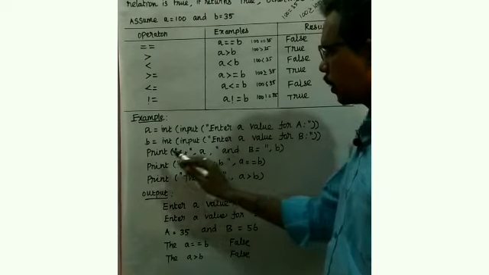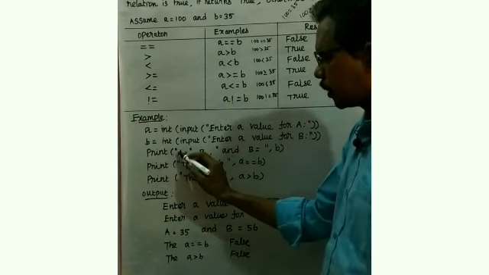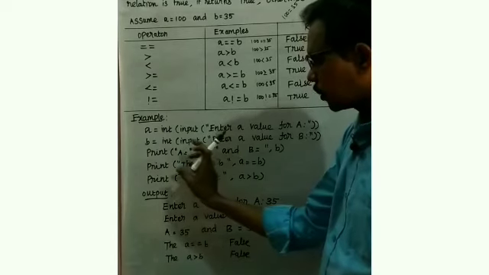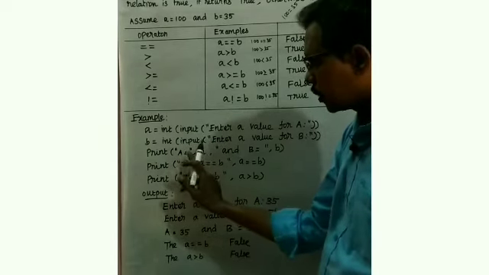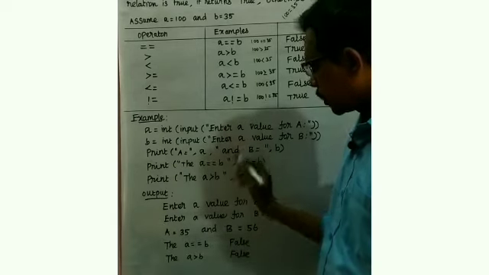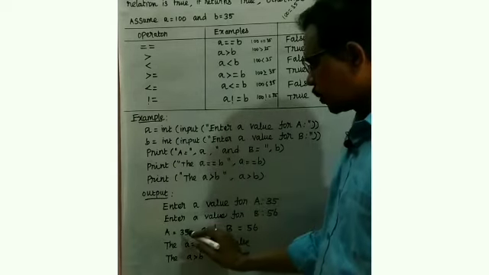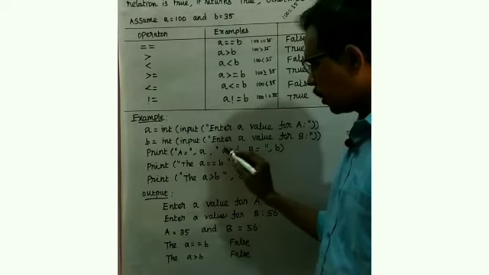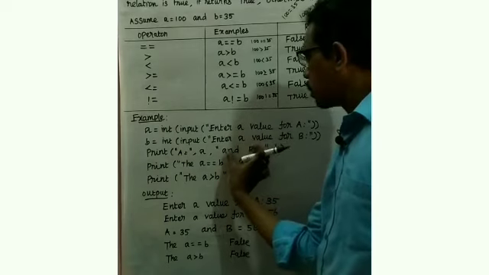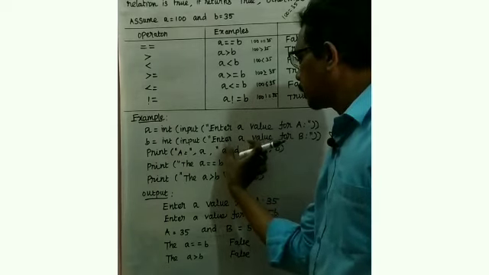Next, print within the double quotation a equal. See here, what you have given within the double quotation will be printed in the same manner, a equal. The a value, what value did you accept already? 35. So 35 is printed there. Next, and b equal, that is the format printed within the double quotation.